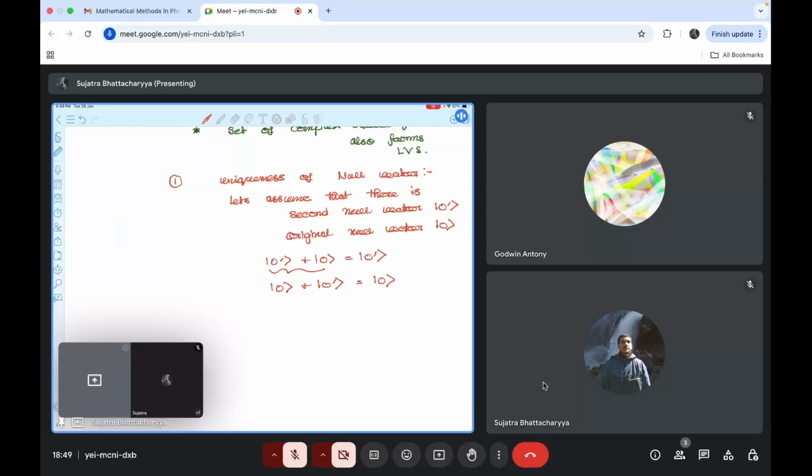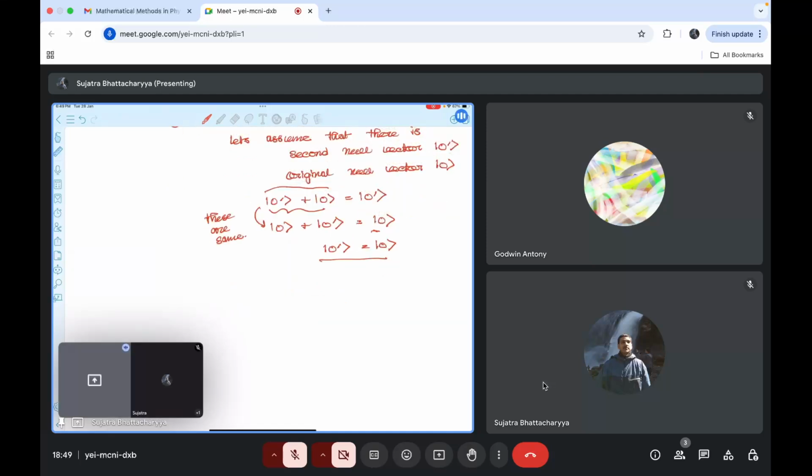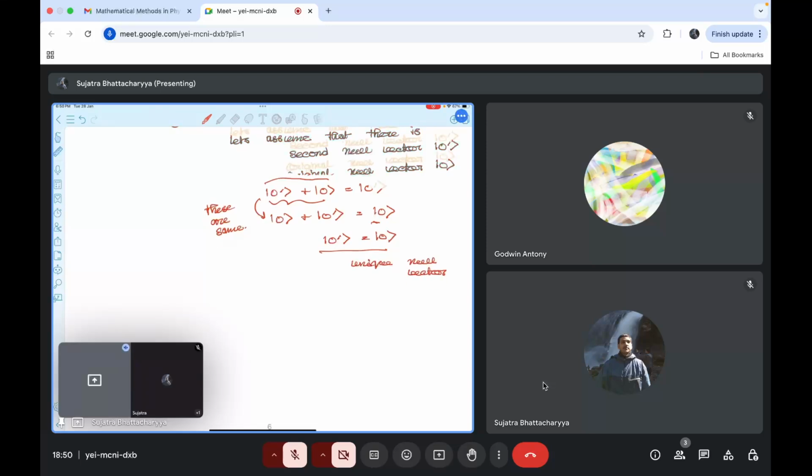This will give you 0. So ultimately, if these two are the same by the commutative nature, then 0 dash should be equal to 0. So 0 dash plus 0 must be 0 dash. But if you write this in a commutative nature, then it will be 0 plus 0 dash, which will be nothing but 0. Now they are the same, right? So this represents that there is a unique null vector. Only one null vector should exist in the vector space. There are no two null vectors.